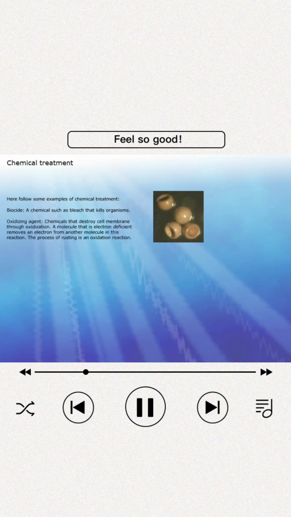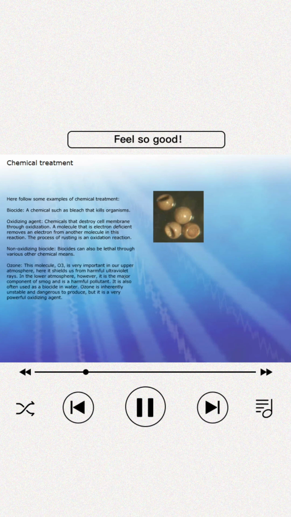Here follow some examples of chemical treatment. Biocide, a chemical such as bleach that kills organisms. Oxidizing agent, chemicals that destroy cell membrane through oxidization. A molecule that is electron deficient removes an electron from another molecule in this reaction. The process of rusting is an oxidation reaction. Non-oxidizing biocide. Biocides can also be lethal through various other chemical means.